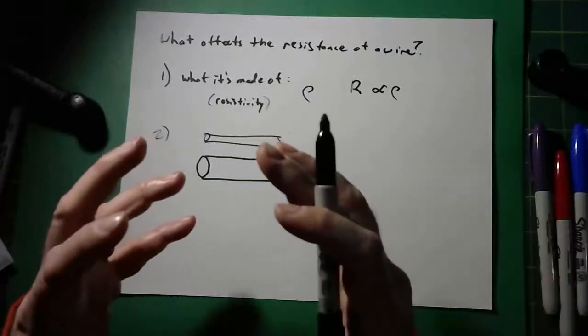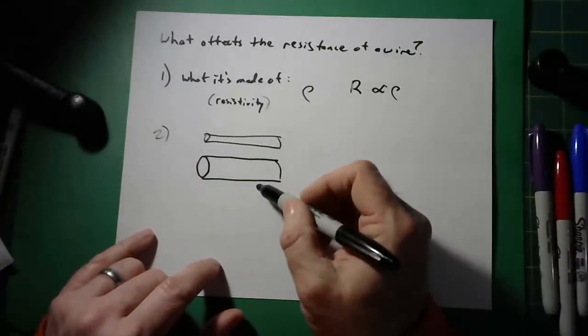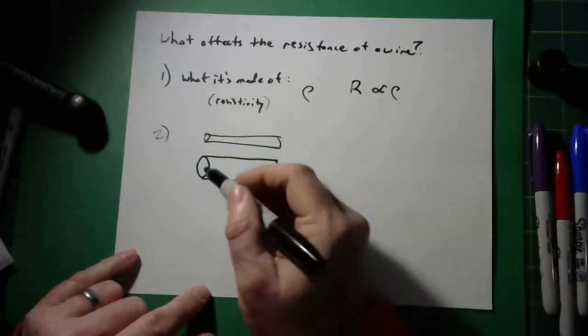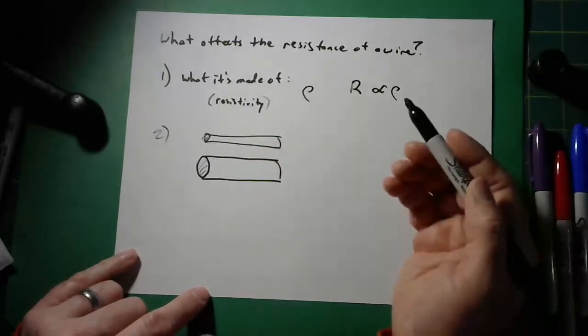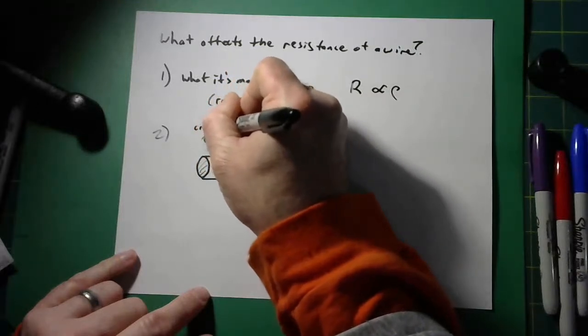Electrons don't want to be jammed together, right? They repel each other. It's harder for them to squeeze through the little wire than the thick wire. So what matters here, I'm going to describe this thickness of the wire in terms of cross-sectional area. Okay, so we'll say the cross-sectional area.